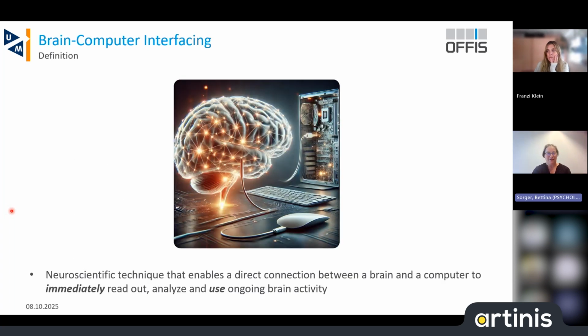Okay, brain-computer interfacing. What is it? So it is a neuroscientific technique. It's not per se an application. It's a technique that enables a direct connection between a brain and a computer to, and this is important, to immediately read out or analyze and use ongoing brain activity. So it's not like usually that you measure your brain signals, get your coffee and analyze the data with all the rest you can take. No, here the hallmark is that you really do this immediately online, which is also connected to a little bit of stress. Always hope we don't have that later in the demo.